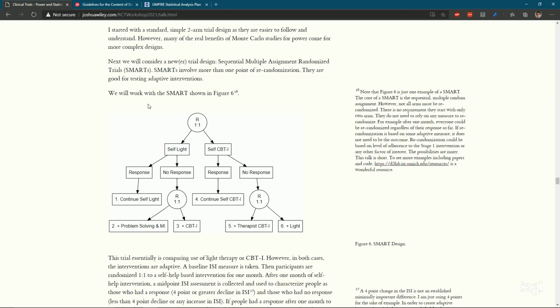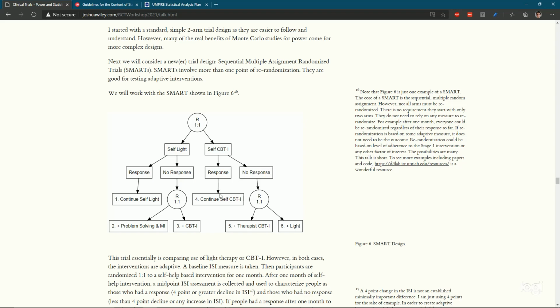I'm not showing the assessments here, but assume that there's a baseline assessment, then people are randomized in a 1-to-1 ratio to either self-help light therapy or self-help CBTI, and then they get that self-help intervention of either light or CBTI for 1 month. After that 1 month, they're measured again on the ISI, and they're classified as either having a response to the intervention or no response. Here, arbitrarily, I'm going to pick a 4-point decline as my threshold for response. So if they decline by 4 points on the ISI, then they're considered to have responded to the intervention.